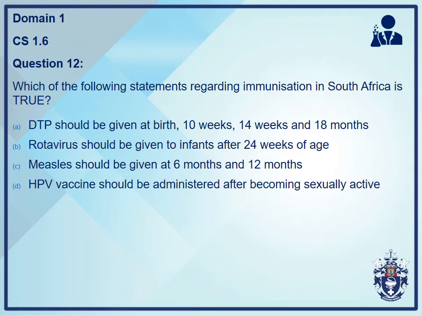The first example is question number 12 from the sample paper. It is from Domain 1, Public Health. Which of the following statements regarding immunization in South Africa is true? A. GTP should be given at birth, 10 weeks, 14 weeks, and 18 months. B. Rotavirus should be given to infants after 24 weeks of age. C. Measles should be given at 6 months and 12 months. D. HPV vaccine should be administered after becoming sexually active.